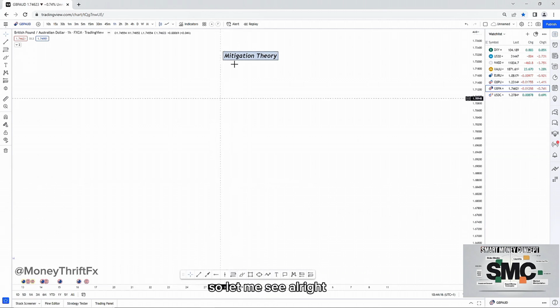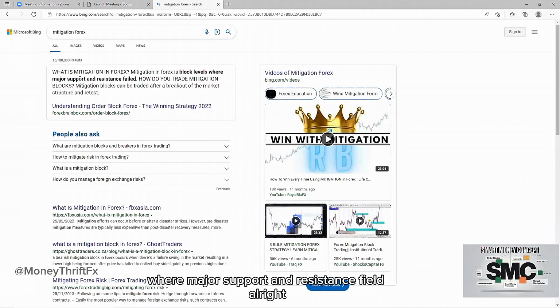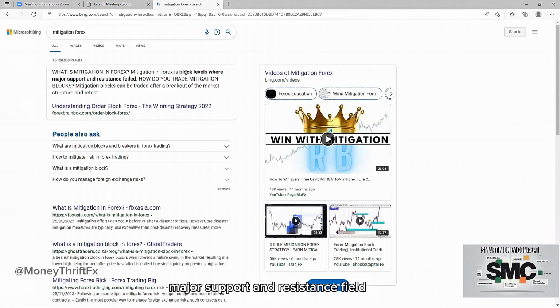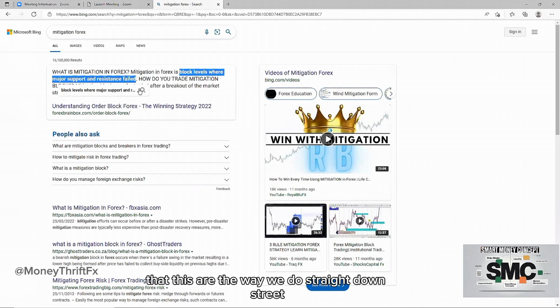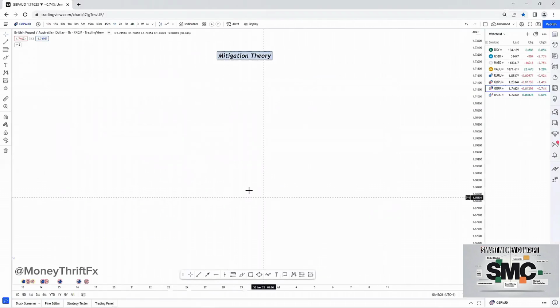All right, so let me see. Mitigation in forex is block levels where major support and resistance fail. I remember about this, that these are the way retail traders trade. The support and resistance levels for us are majorly where we consider areas of liquidity in the market. Now coming down to mitigation theory, what then is mitigation theory? How then do we use it?